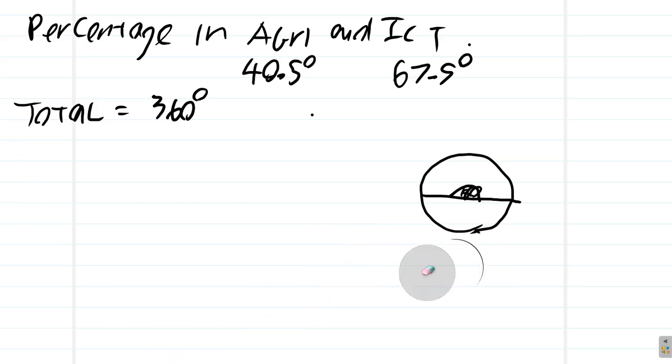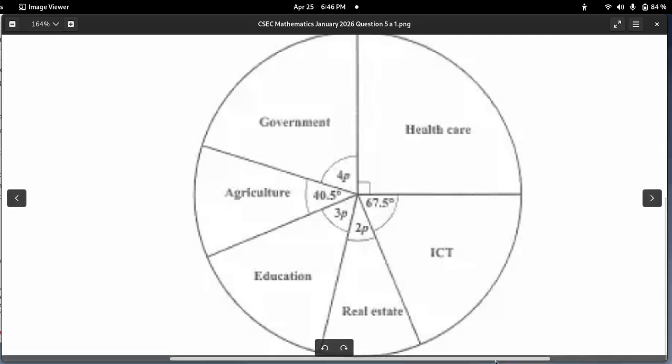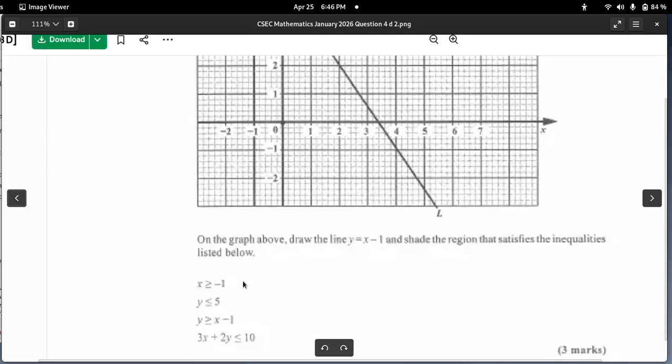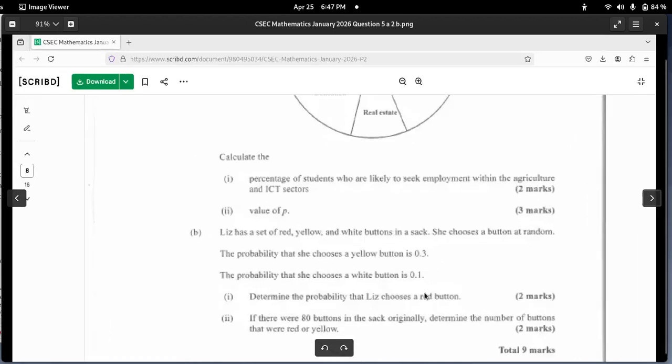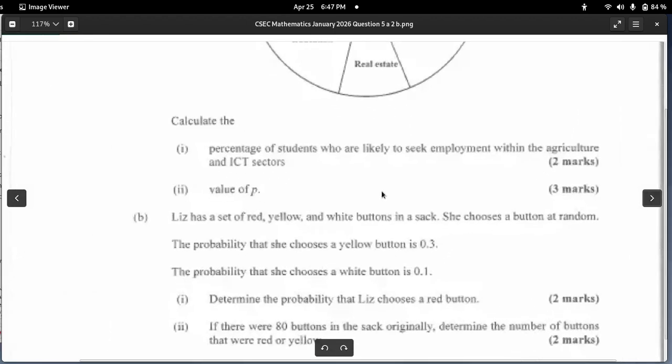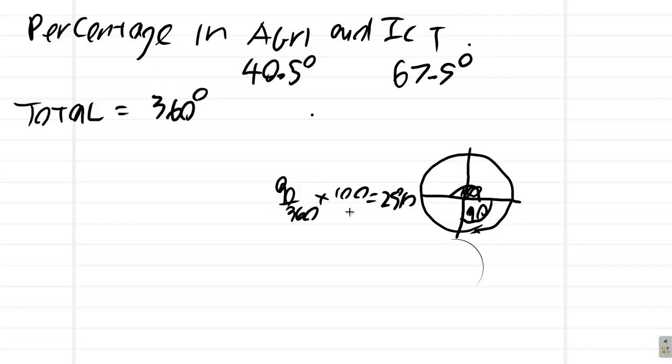Suppose it wasn't half. Suppose it was 90 degrees. You can see it's a quarter, which is 90 over 360 times 100. That gives you 25%, which is a quarter. You have to remember your percentage. Now the question says percentage in the agriculture and the ICT, so you combine both of them.